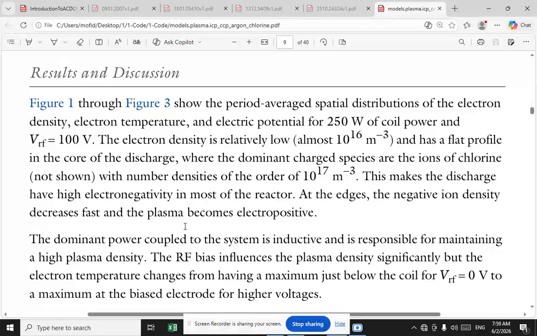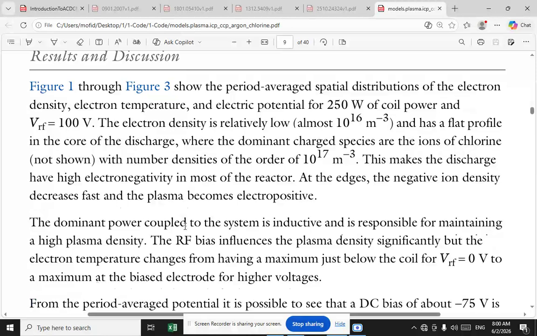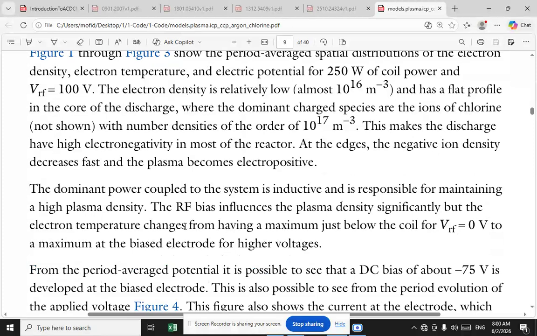The electron density is relatively low, almost 10 to the power of 16 per cubic meter, and has a flat profile in the core of the discharge, where the dominant charged species are the ions of chlorine, negative, with number densities of the order of 10 to the power of 17 per cubic meter. This makes the discharge highly electronegative in most of the reactor. At the edge, the negative ion density decreases fast and the plasma becomes electropositive.